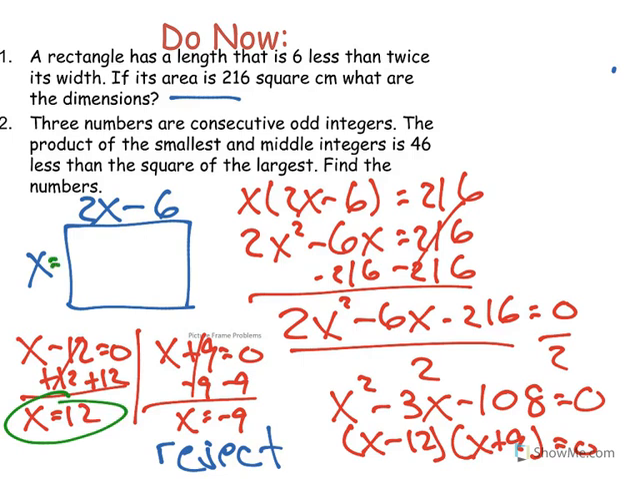So if x is equal to 12 centimeters, then 2x is 24 minus 6 is 18. And if I want to check it, I do my length times my width should be equal to my area, which is true. So the question is, what are the dimensions? So our answer would be the dimensions are 18 centimeters by 12 centimeters.